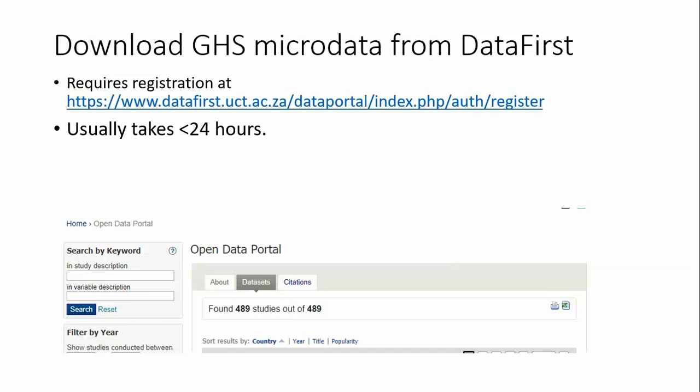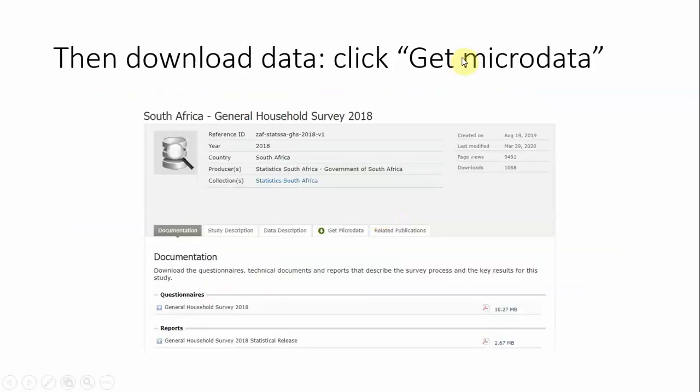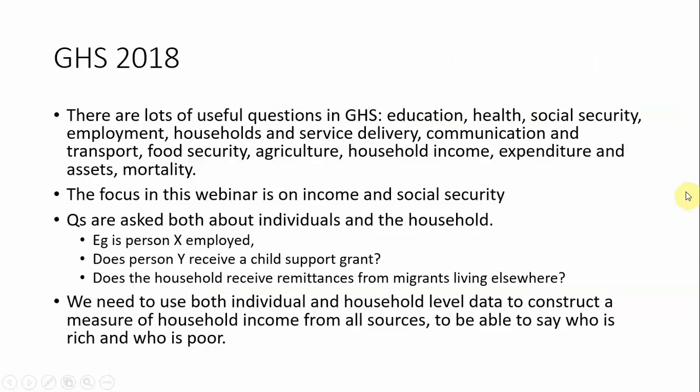Once you've done that, you can go to the data portal on our website, go to DataFirst and find your way to the data portal, and you'll see that currently when I did this webinar, there are 489 surveys listed in the site. And what you would do is search for GHS. You can see that over here in the top left, search by keyword, there's the GHS. And you'd find GHS 2018, and that's the data that you would then download. You can download that immediately. You don't need to get that approved by anyone. You can download that immediately once you've registered.